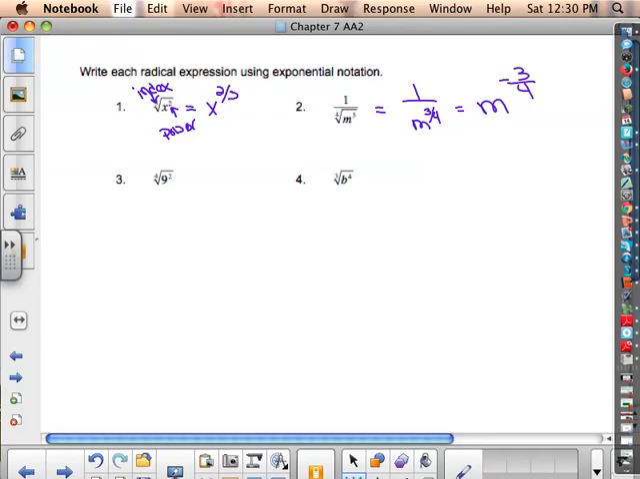Number 3, the 4th root of 9 squared could be rewritten as 9 to the 2/4. Remember, you can reduce these rational exponents, so that becomes 9 to the 1/2, and you know that that becomes the square root of 9. Both of these will give you 3. Number 4, the 3rd root of b to the 4th becomes b to the 4 over 3. Remember, the index is what goes in the denominator.